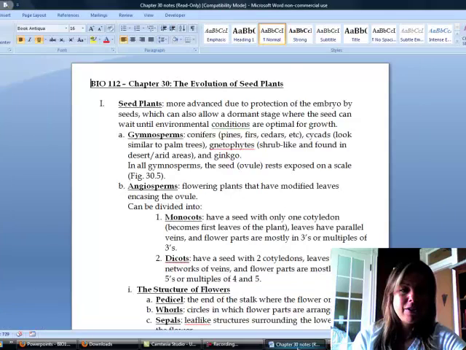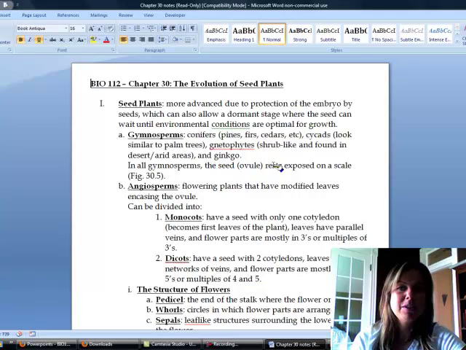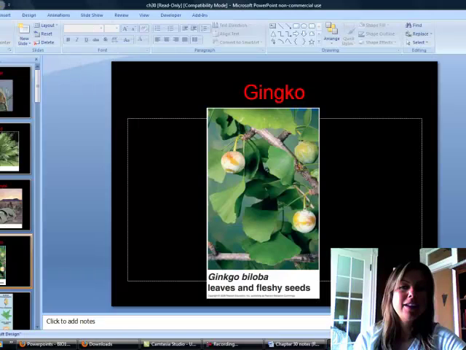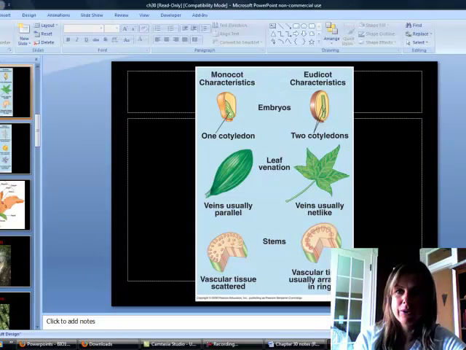So all of those are going to produce some sort of cone-like structure that's going to protect their seed, and the seed is going to rest on a scale, right? Then you've got your angiosperms, and the angiosperms are going to make a flower instead of a cone. And so if you remember from lab, these guys can be divided into monocots and dicots. So mono means one, di means two, and I'll show you where those names come from.